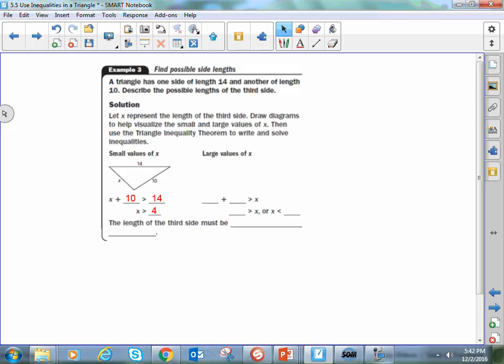Because if the third side is 4, it's just going to fall down and make a straight line with the segment that's already 10 units long, making just a line that's 14 units long. And if it's a line, it's not a triangle.